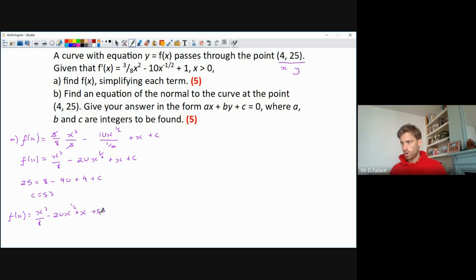It's quite common that students do the integration step and then forget to use the point to calculate the value of c. So just make sure you don't slip into that possible error.